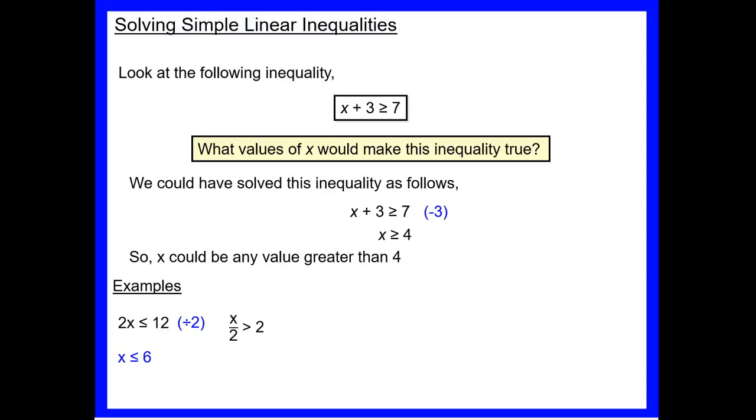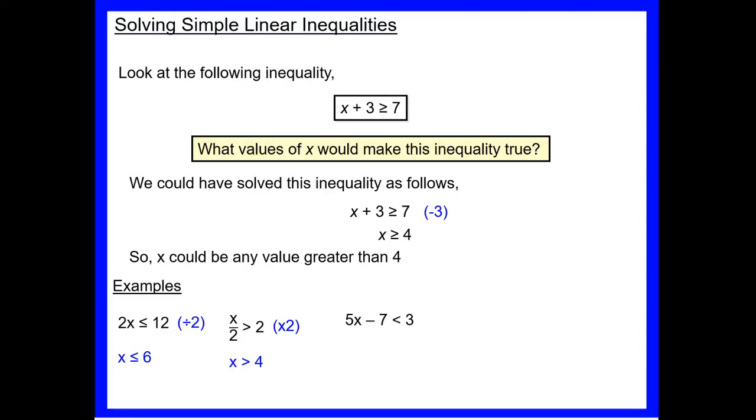Another one. This type, remember, x over 2 means x divided by 2 is greater than 2. So again, we want to get x by itself, so we need to get rid of the divide by 2 by multiplying both sides by 2 this time. If I multiply both sides by 2, we get x is greater than 4.